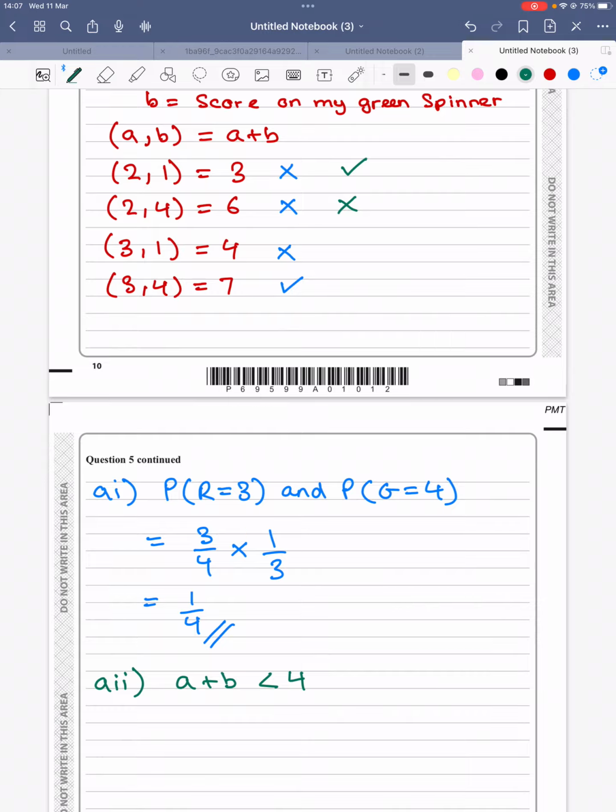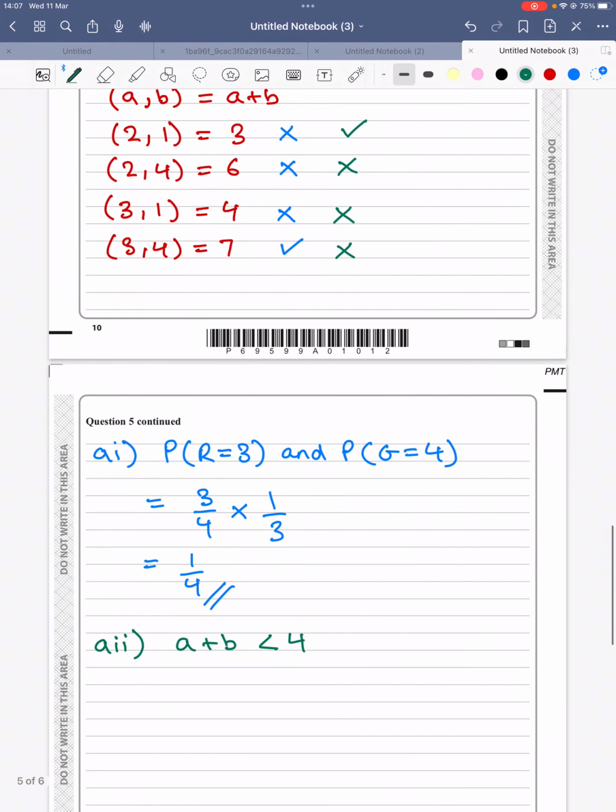Now, for this one, it's interesting. We have 4 equals 4, but we require it to be strictly less than 4. So this one also wouldn't work. And then the last one wouldn't work either, because 7 is more than 4. So it's clear to see that this only works when red is 2 and green is 1.